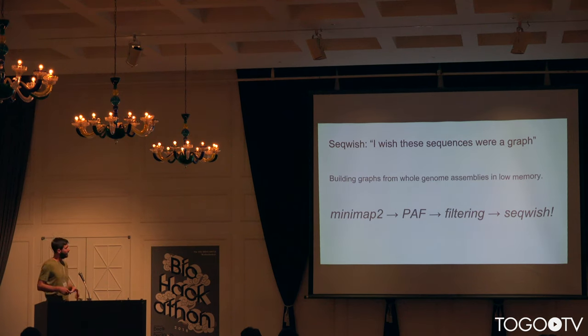So finally, I'll talk about a few things that we're doing to extend these approaches to make them more scalable. One of the problems we often have is that we have a bunch of whole genomes we've already assembled, and we'd like to build them into a single graph. Doing this in low memory is difficult. I've developed an application that lets us do that. We're using disk-backed sorts and indices on the set of alignments. We take a set of alignments from a very fast aligner called Minimap2, turn them into a particular file type called PAF, filter those as we'd like, and then we seqwish them into a single graph. And this is a way forward, I think, in terms of building references.